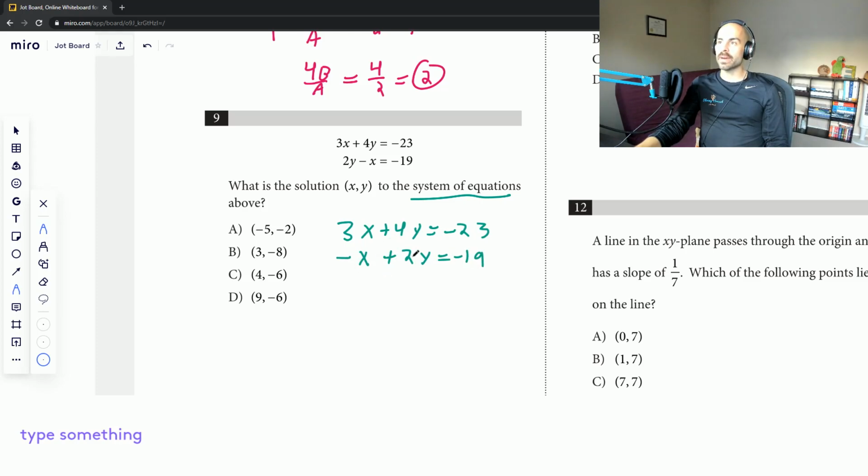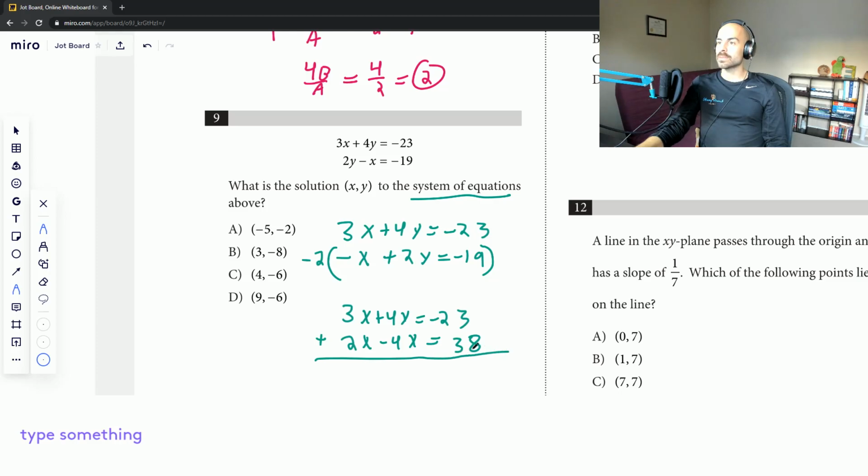Now I want to keep my x's, which means that I actually want to eliminate my y here. So I want to turn this into -4. This 2y needs to turn into -4y, which means that I want to change this entire line by multiplying by -2. So now I can rewrite the top line here, 3x plus 4y equals -23, being added to 2x minus 4y equals 38, positive 38. And make sure I got these right: positive, negative, positive, great.